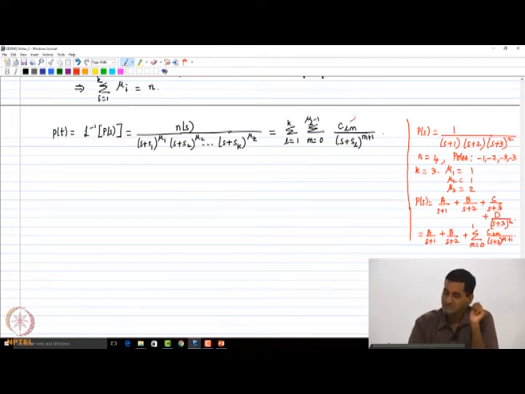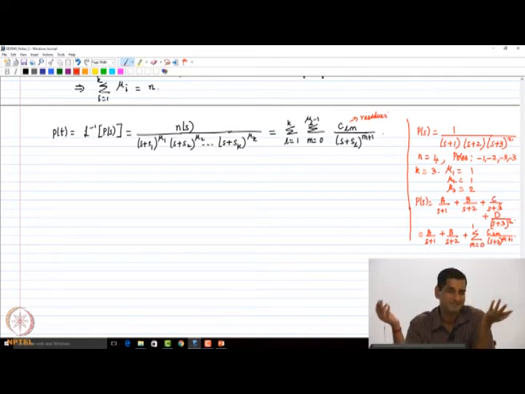So the C_LM are the residues. I am just putting 2 indices because I have 2 summations. What I called A, B, C, D, I am just calling C subscript LM. That's just the change in the notation, because I have 2 indices L and M. I hope it's clear how we got it.